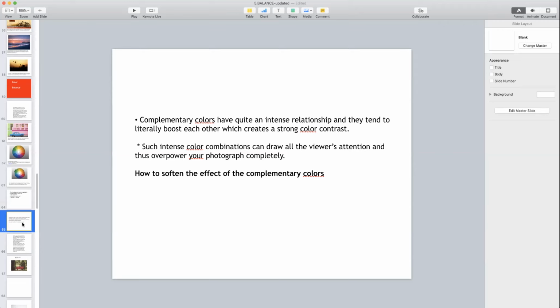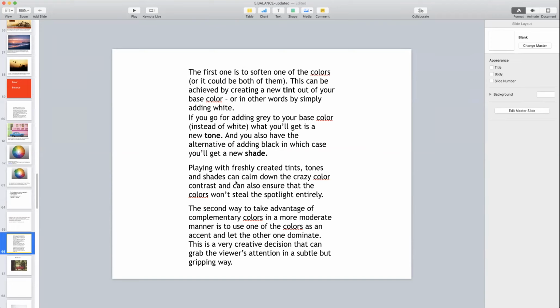Complementary colors have quite an intense relationship and they tend to literally boost each other, which creates a strong color contrast. Such an intense color combination can draw all the viewers' attention and thus overpower your photograph completely. So how to soften the effect of complementary color? That's the question. Now the answer lies over here.